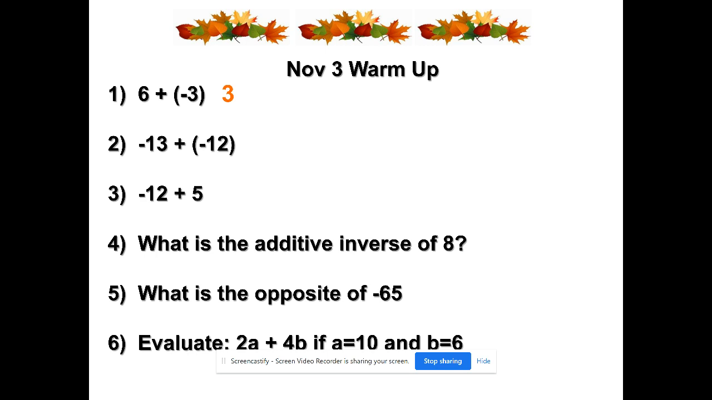Number 2 is negative 13 plus a negative 12. They are the same sign, so we add and keep the sign. So 13 plus 12 is 25, so it's negative 25. Number 3, negative 12 plus 5: they are different signs, so we subtract and take the sign of the larger. There are more negatives because we have 12 negatives, so the answer is going to be negative. So it's going to be negative 7 because 12 minus 5 is 7. There's more negatives, so it's negative.